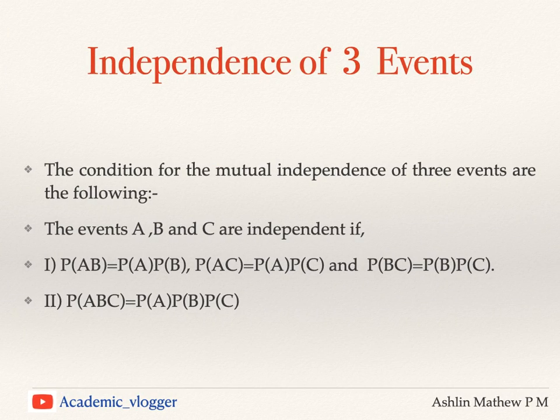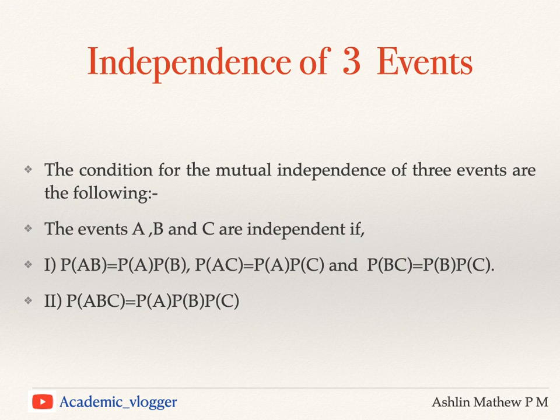Now, in the previous section, we were discussing the independence of two events. If two events A and B are independent, then the probability of A intersection B is equal to the probability of A times the probability of B. Now, when it comes to the independence of three events, there are two conditions.